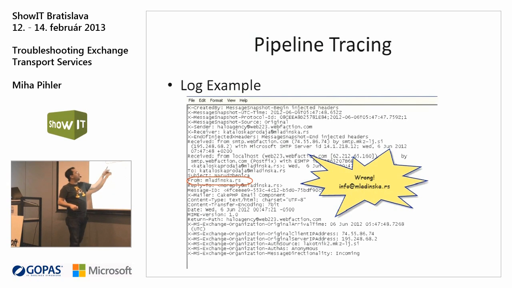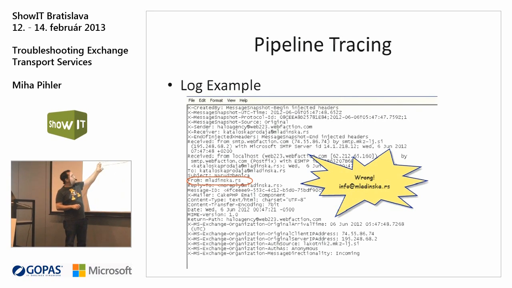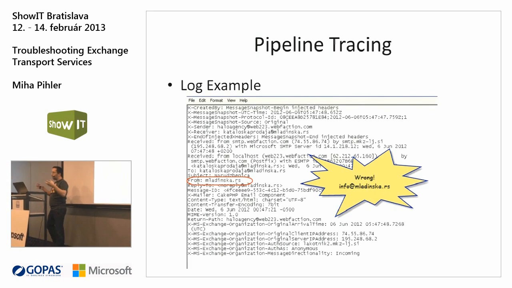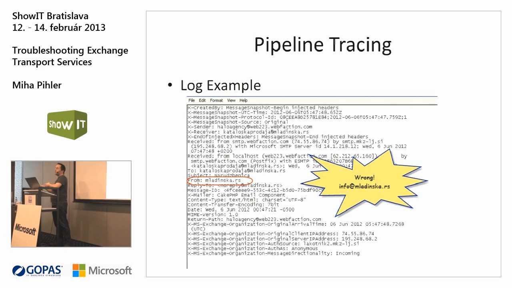Again, it's missing the first part. It's missing the part before the @, let's say info or some other name. Exchange is very strict about it. And this is quite tricky to troubleshoot if you don't know that pipeline tracing or some other tools exist. Once we knew that, they were able to fix this problem in a matter of minutes.